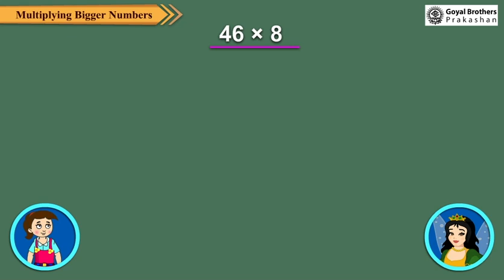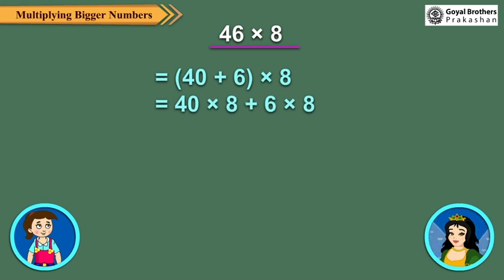Let us multiply 46 into 8 by breaking up one number. We can write 46 as 40 plus 6. Then we multiply 40 by 8 and 6 by 8. Finally, we add these products to get the desired result as 368.